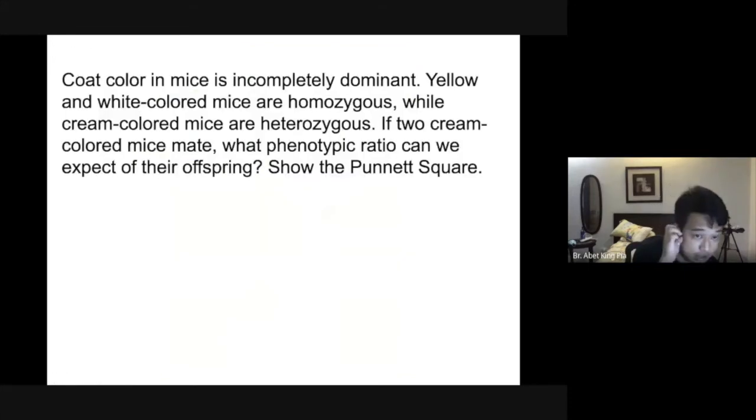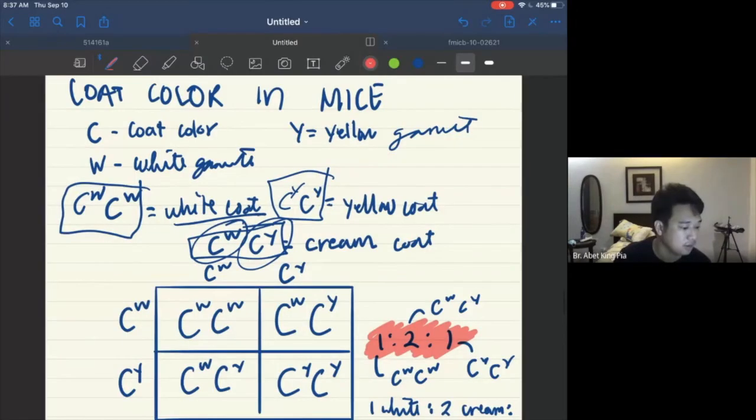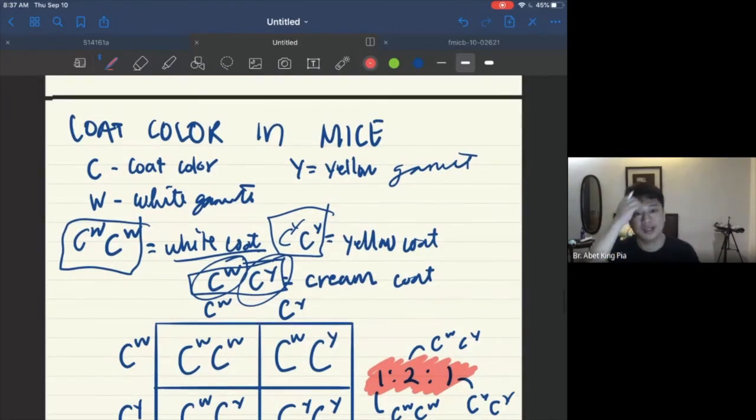Now, let's have this problem. Try nating isolve. Coat color in mice is incompletely dominant. Yellow and white-colored mice are homozygous, while cream-colored mice are heterozygous. If two cream-colored mice mate, what phenotypic ratio can we expect of their offspring? Show the Punnett square. Ito na yung sagot actually dyan. C yung ginamit ko for the coat color. Right?